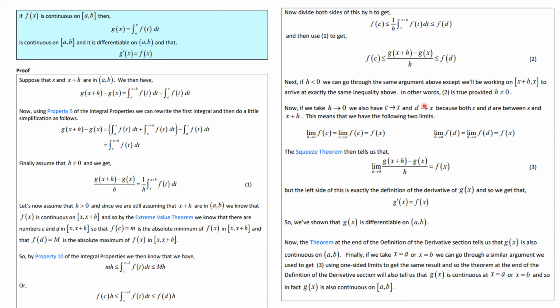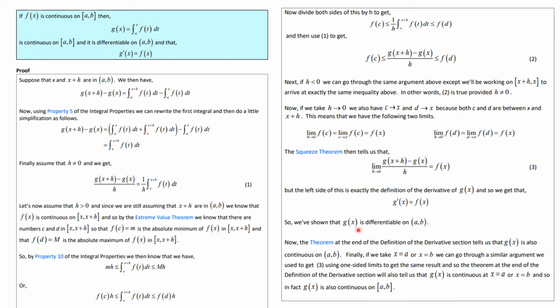Now, we can go through the same argument if h is less than 0. Now we take the limit as h goes to 0 of this. And what happens is the limit as h goes to 0 of f of c is f of x. The limit as h goes to 0 of f of d is f of x, because of the continuity. So the squeeze theorem applied to this tells us that this limit, which is the derivative, is f of x. So you see we've shown that g prime of x is f of x.